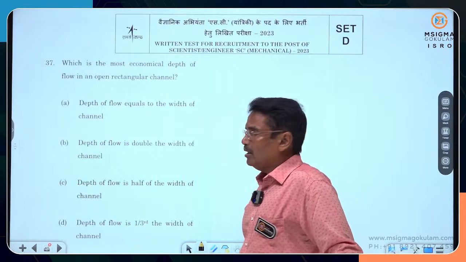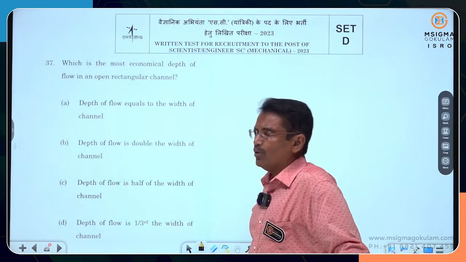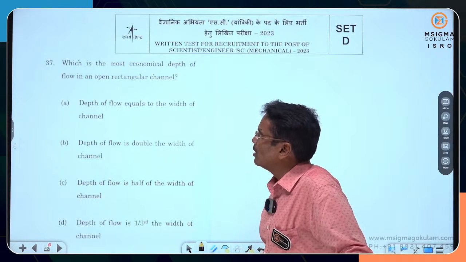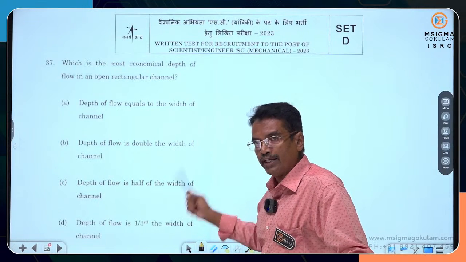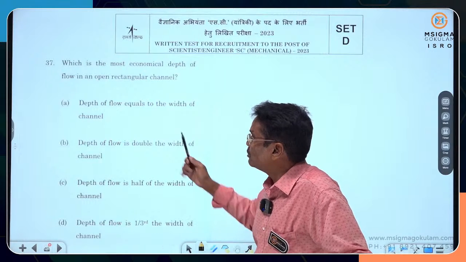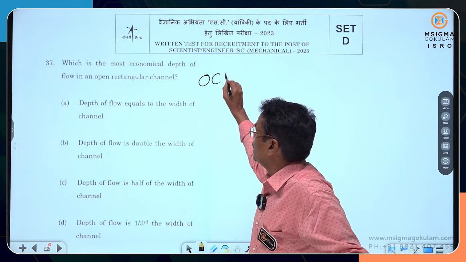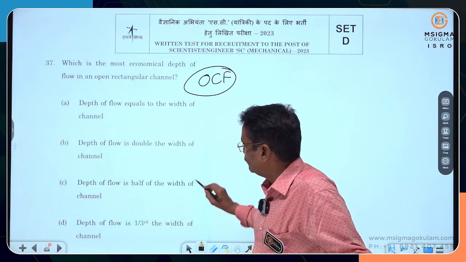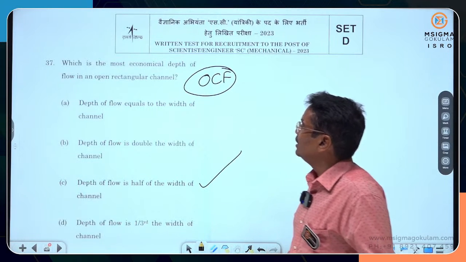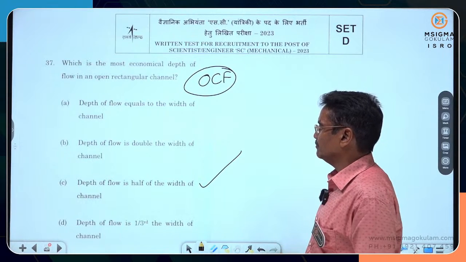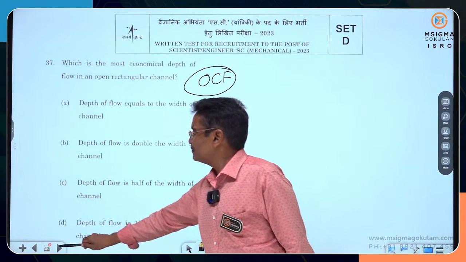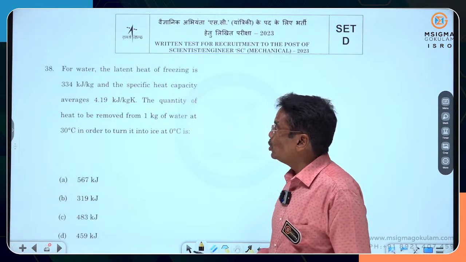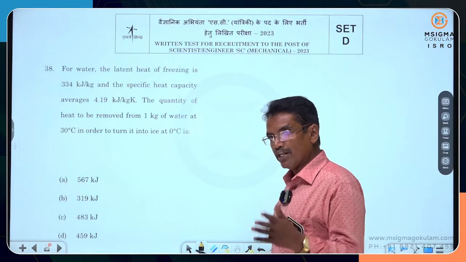What is the most economical depth of the flow in an open rectangular channel? See, open channel flow, it is not there in mechanical, but I don't know why this question was asked in the ISRO. But this is a very unusual, unexpected question in the fluid mechanics. It is the open channel flow, OCF, they call it. So the depth of the flow is half of the width of the channel. That is the most economical depth. But generally we don't study, maybe mechanicals don't study open channel flows anywhere in the fluid mechanics.